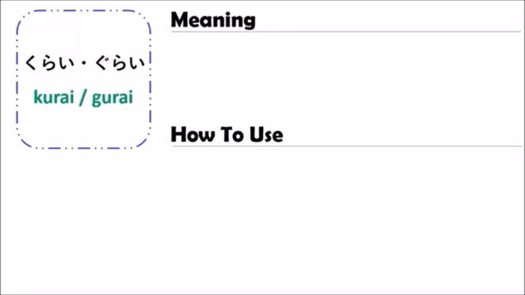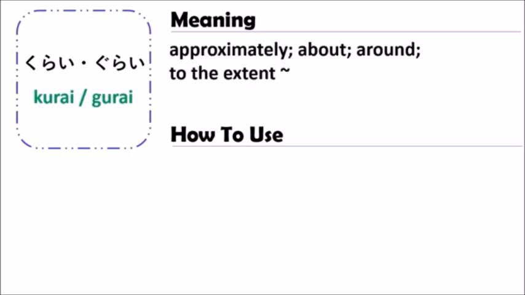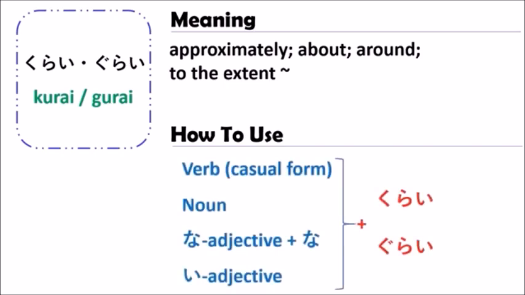The grammar of kurai or gurai means approximately, about, around, to the extent that. When you use kurai or gurai, it has the same meaning as approximately, about, around, something that you cannot point to exactly, such as a number, right?